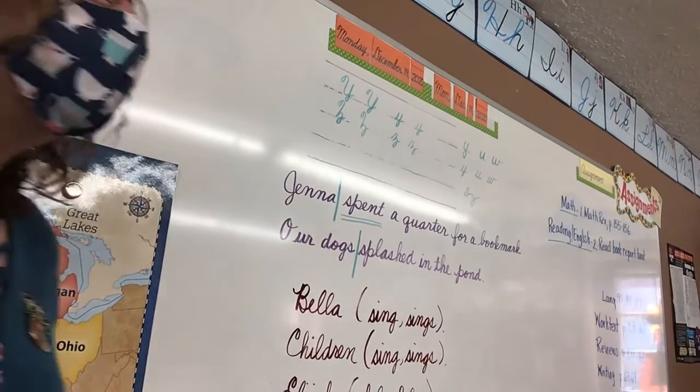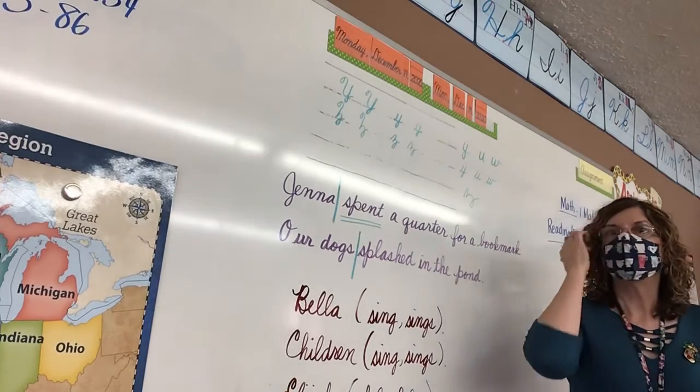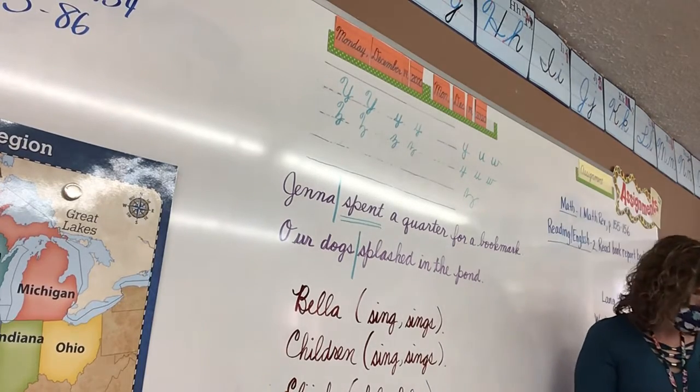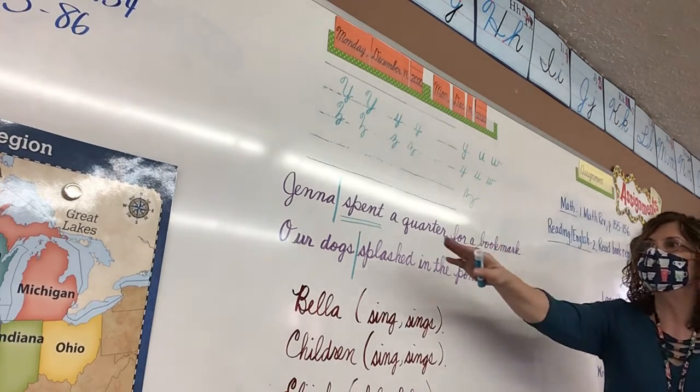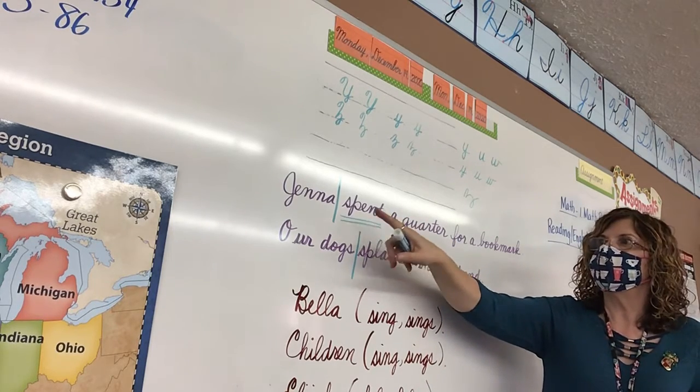All right, today for language, we are doing page 89, and we're going to review really quickly for the quiz. Remember, the quiz has to do with dividing a sentence between the subject and the predicate, and then you would underline the verb in the predicate part.